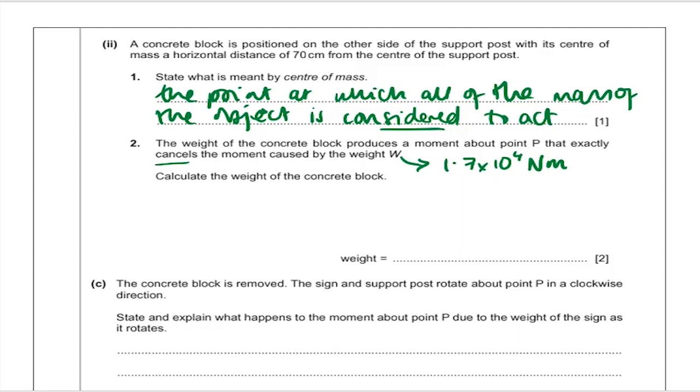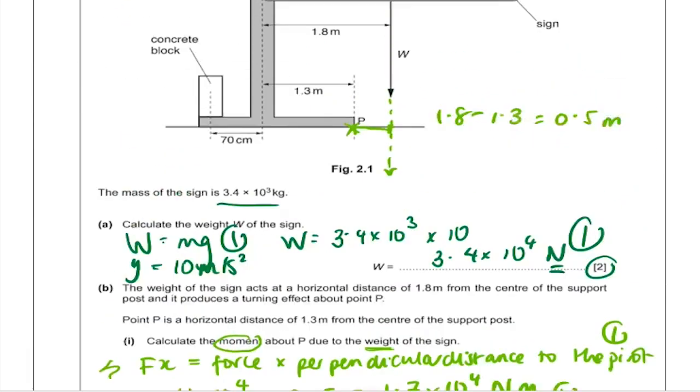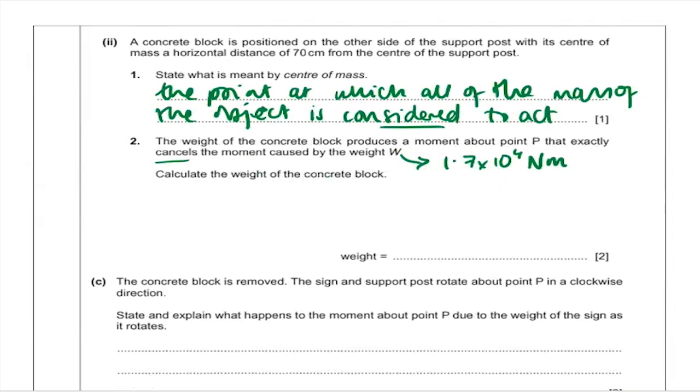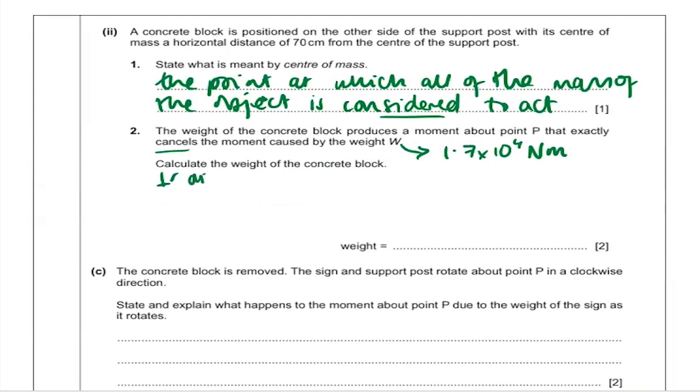I then also need to look again at the perpendicular distance. So I'm just going to scroll up. The line of action of the force from the concrete block acts here. P is here, and so the perpendicular distance that I'm interested in is this one. Careful, because that's in centimetres, we need to make sure that's in metres, so 0.7 metres. So now I know I have 0.7 plus 1.3, a 2 metre perpendicular distance. So I'm going to write perpendicular distance is 2 metres.